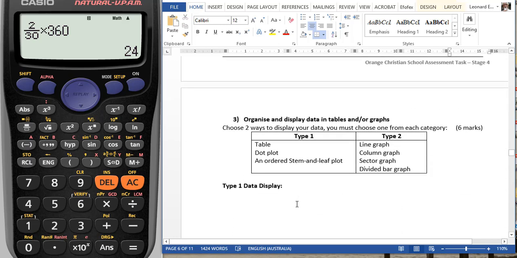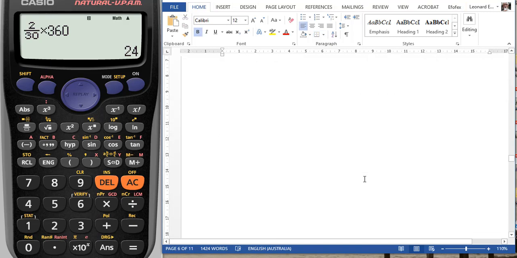Once they've collected data, and they will have class time to do that, they will need to display the data in 2 different ways. They will need to choose either a table, a dot plot, or a stem and leaf plot. That's type 1. And then type 2, they can choose to do a line graph, a column graph, a sector graph, or a divided bar graph. And they will do that in the space below.